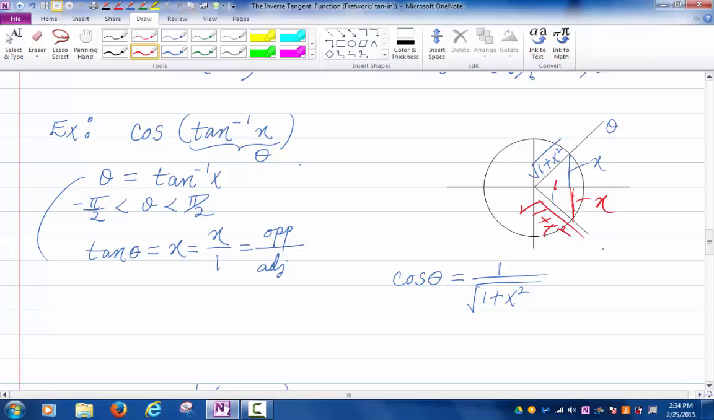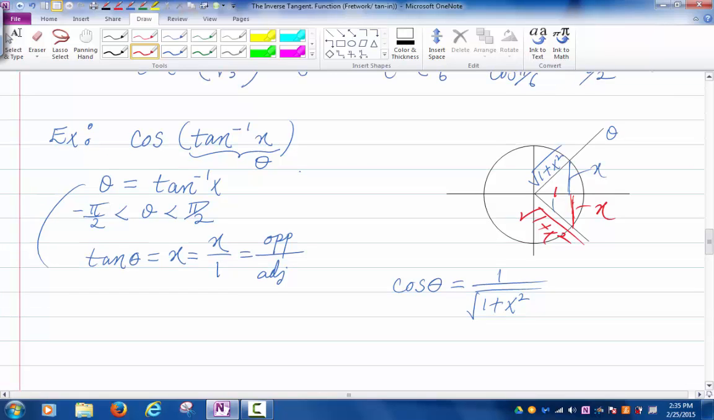So again, tangent inverse of x is giving you an angle between negative pi over 2 to positive pi over 2. Tangent inverse of x is a negative angle if x is negative. It's a positive angle if x is positive. Okay? Alright, so that's the end of that.